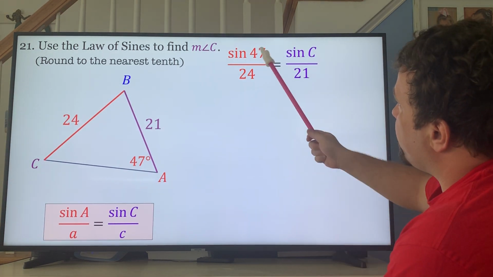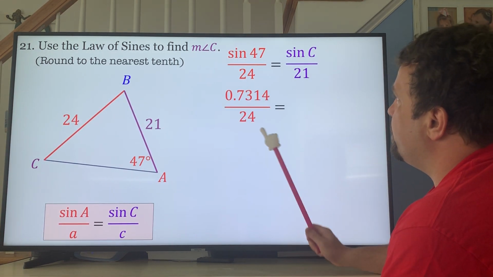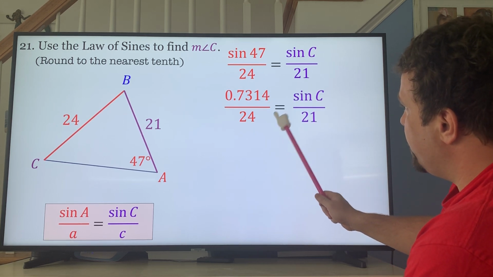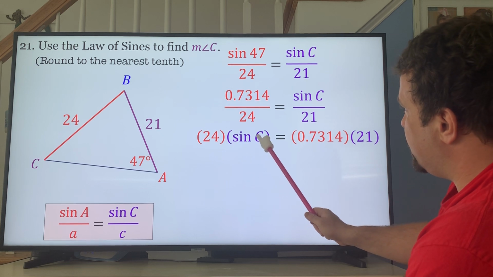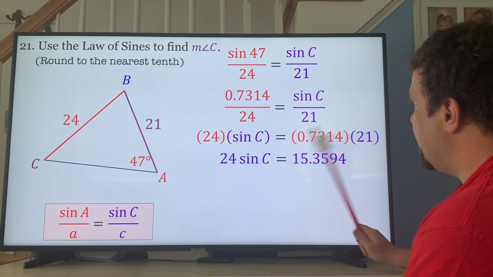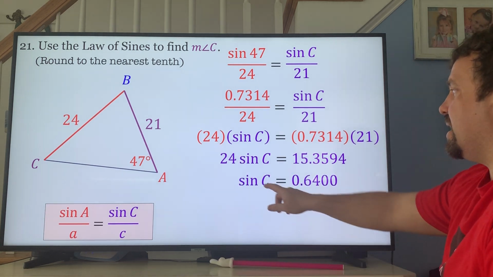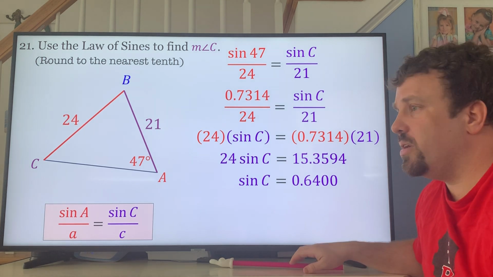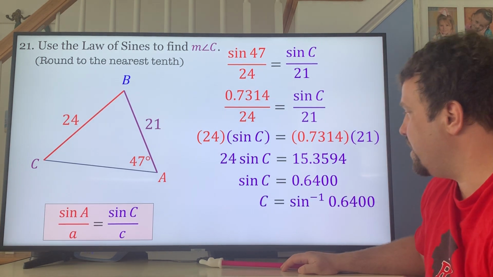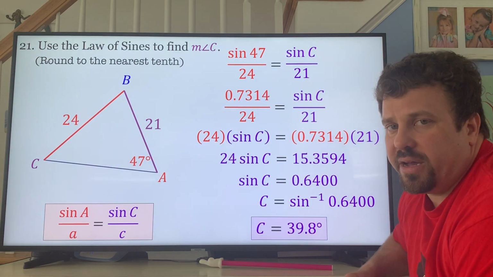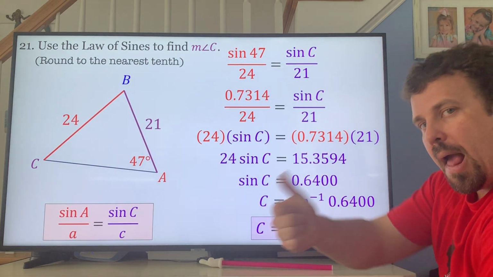Very good. Type in sine 47 into your calculator. Equals sine C over 21. When you cross multiply here, you get 24 sine C equals this times this. Multiply these two numbers, divide by 24, and you get sine C equals this. In order to find the angle, you don't use sine, you use sine inverse. Type it in, and you get 39.8 degrees.